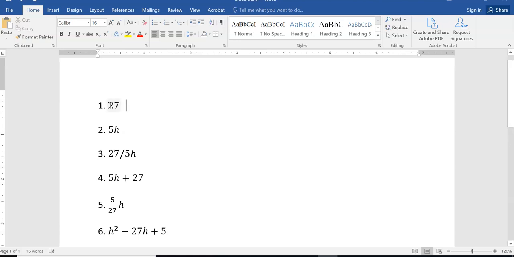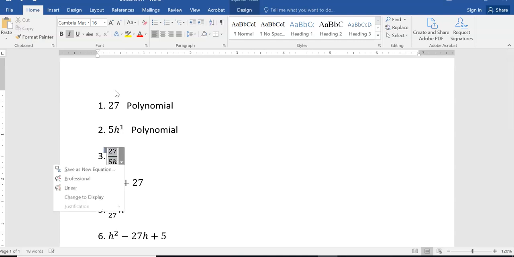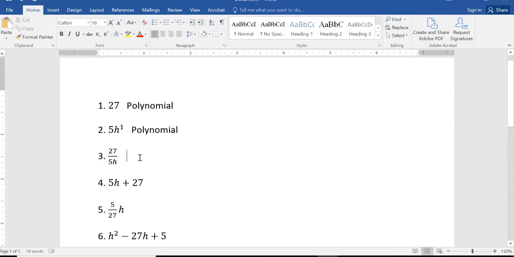So 27 is in fact a polynomial, right? The single term where we don't have any variables around, so that's not a problem. 5h, also a polynomial. By the way, whenever you have 5h, that h is actually just raised to the first power. So anytime you see a variable by itself, then we assume that that is raised to the first power. Now, number 3 is 27 divided by 5h. You can write it that way or the way I had it. That is not a polynomial.